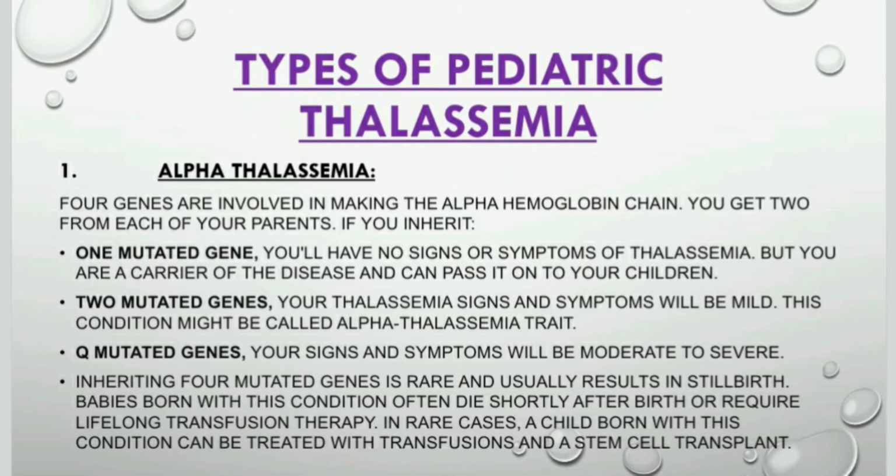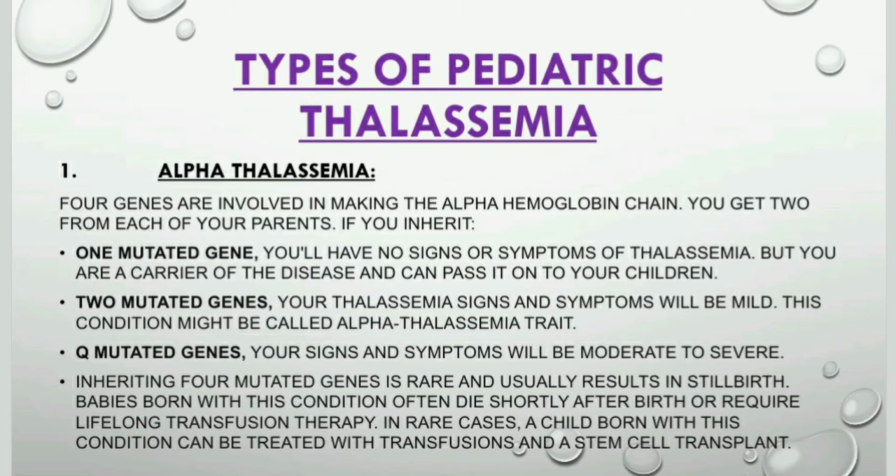If you inherit one mutated gene, you will have no signs or symptoms of thalassemia, but you are a carrier of the disease and can pass it on to your children. Two mutated genes, your thalassemia signs and symptoms will be mild. This condition might be called alpha thalassemia trait. Three mutated genes, your signs and symptoms will be moderate to severe.